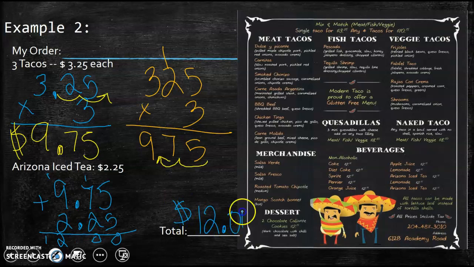$12. Right? And is that logical? Tacos about $3 each for about $9. Iced tea is about $2 more. That gets me to about $11. So yeah, $12 seems like an accurate amount. I'd be willing to pay $12 for some delicious tacos. Now I'm getting hungry. All right, let's do one more example before I let you go, and then you'll be free to try your own.